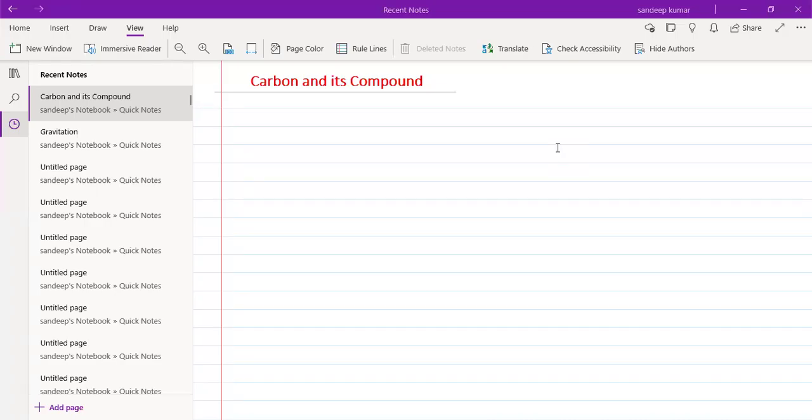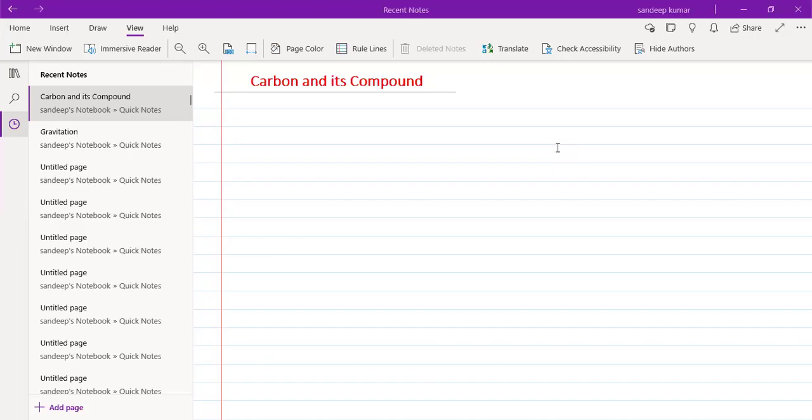Hello children, in this video I am going to explain about the chemical properties of carbon compounds for grade 10th standard. It is very important for any state board students and CBSE 10th students. So what are the topics we are going to cover?